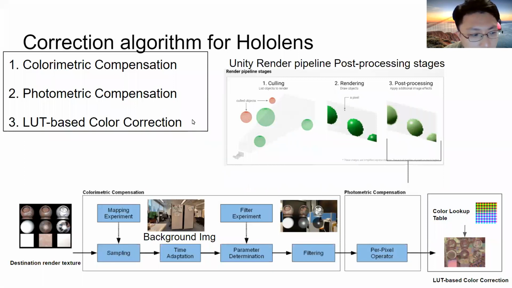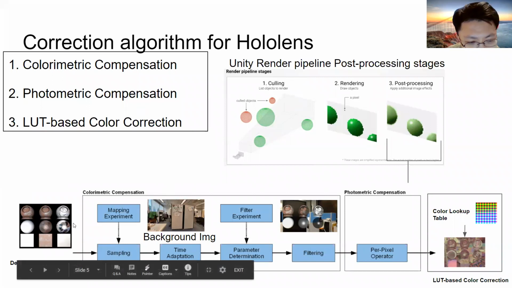So here's our color correction algorithm for HoloLens. The first one is colorimetric, the second is photometric, and the third is LUT based. As for the Unity rendering pipeline, it comes from culling, rendering, and post-processing. For example, this is the destination shader's texture, and we learn from the background image about the current luminance, and then after doing the filtering, we start the per-pixel operations, followed by the LUT-based color corrections.